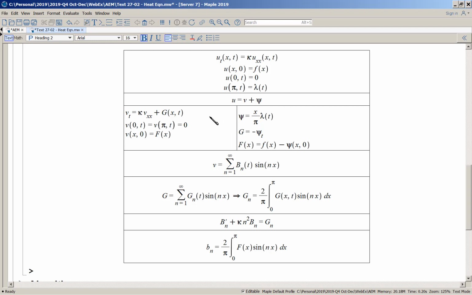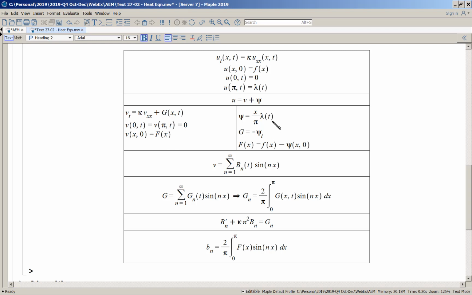Run that through the partial differential equation. And what you find is if you choose psi correctly, you can make the boundary conditions that V satisfies homogeneous. Unfortunately, that shifts the non-homogeneity to the differential equation, but at least it makes the boundary conditions homogeneous. And it also changes the initial function.